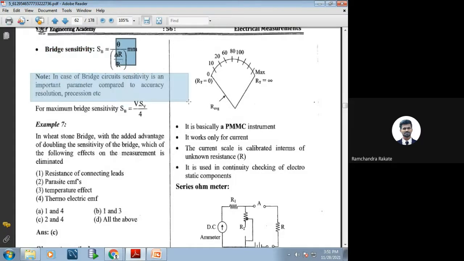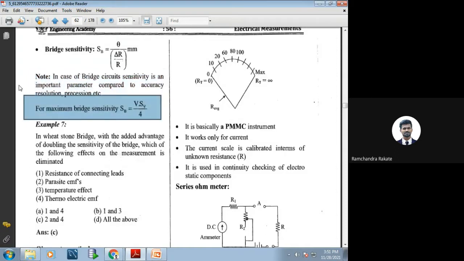In the case of the bridge circuit, sensitivity is an important parameter compared to accuracy, resolution, precision, etc. For maximum bridge sensitivity, the equation is V into SV upon 4. This is the best mathematical equation for the calculation of maximum bridge sensitivity, correct?